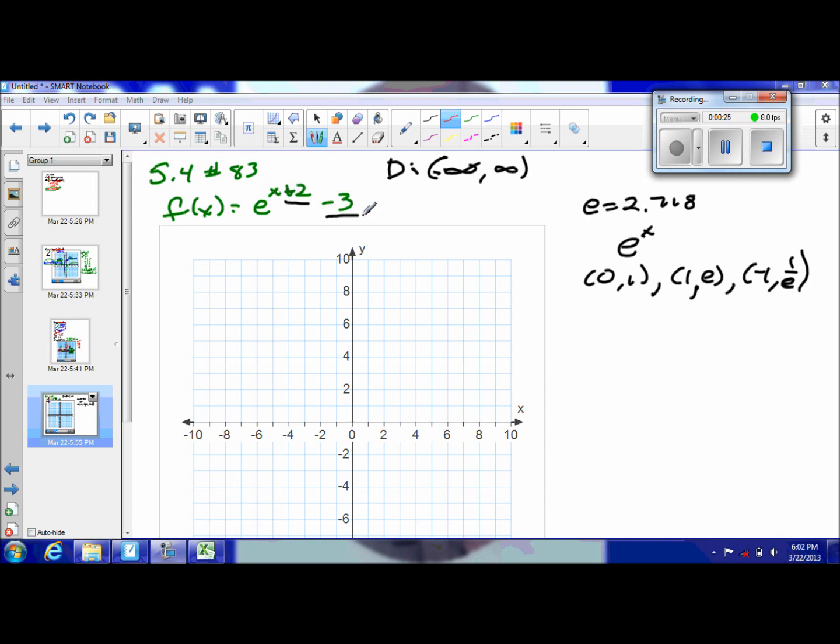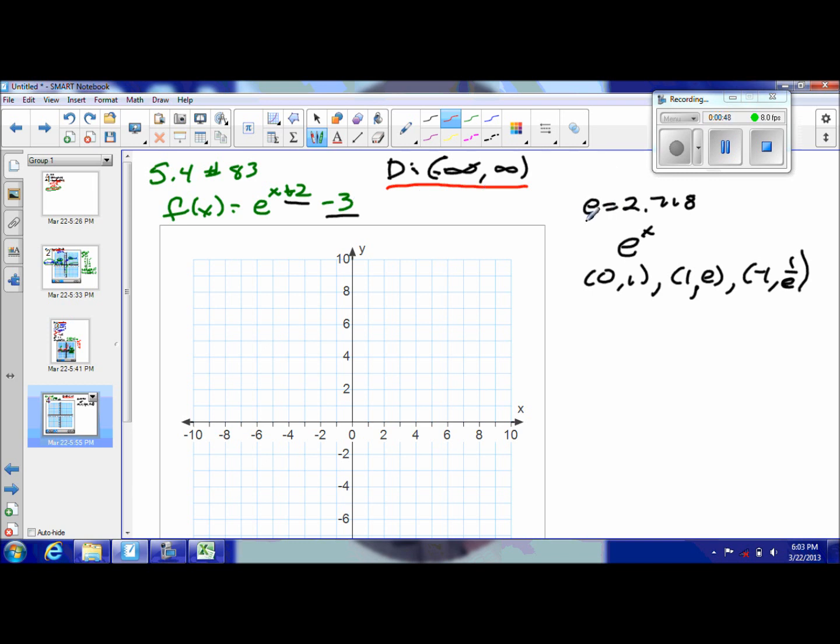And the first question asks me, what is the domain? Well, I don't have any variables in a denominator. I don't have any variables underneath a radical sign, and I don't have any variables that are arguments of a logarithm, so I don't need to worry about that. So my domain is all real numbers, which isn't surprising. It's just an exponential function, and it just has to do with e.